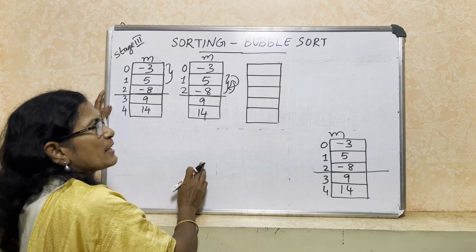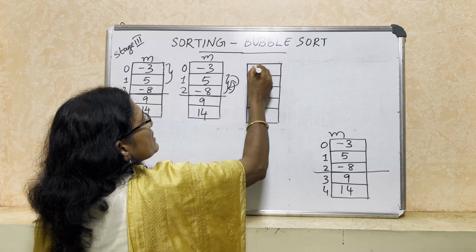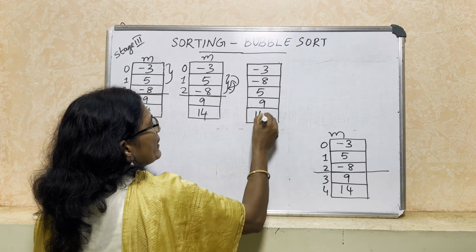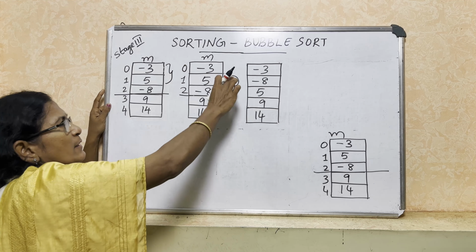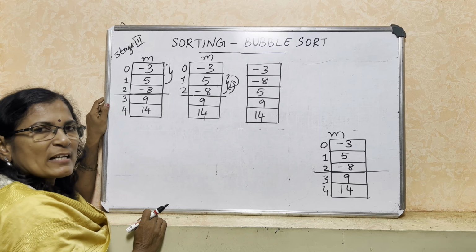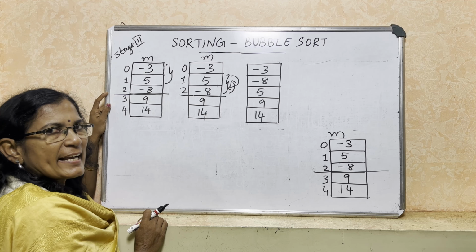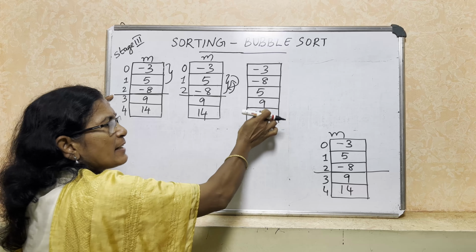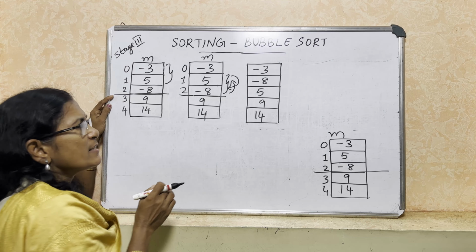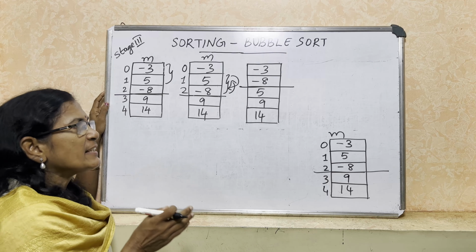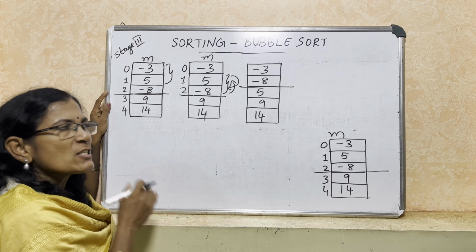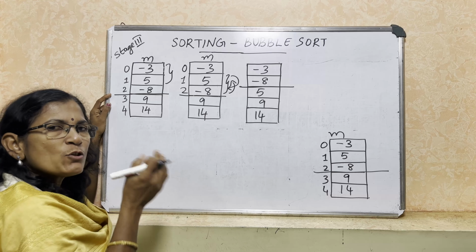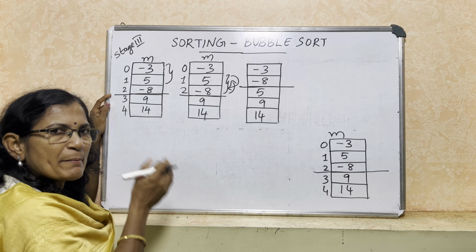The resultant array after the comparison is -3, -8, 5, 9 and 14. So we have compared all the three consecutive values one after the other, and we have rearranged the elements of the array like this: -3, -8, 5, 9 and 14. Now you can see that the biggest three values are placed in the last three cells. Still the array is not sorted. -8 is smaller than -3. So we have to go for one more level of comparison.